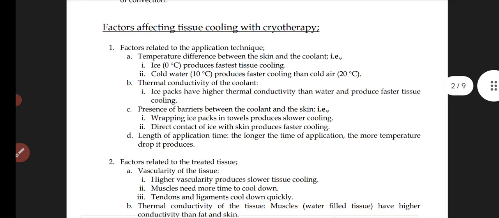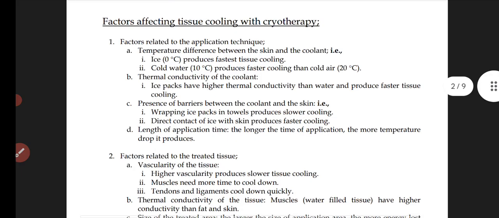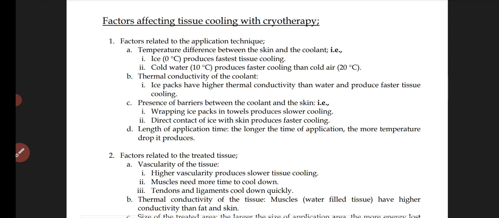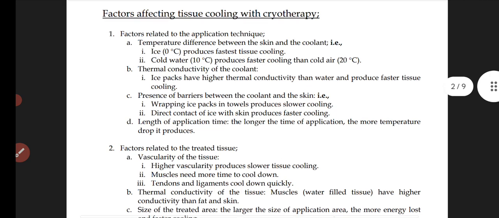What are the factors? Factors related to the application technique are: Number A is the temperature difference between the skin and the coolant. For example, ice, which is 0 degrees centigrade, produces the fastest tissue cooling. Next, cold water, which is 10 degrees centigrade, produces faster cooling than cold air, which is 20 degrees centigrade. Number B, thermal conductivity of the coolant. Ice packs have higher thermal conductivity than water and produce faster tissue cooling.